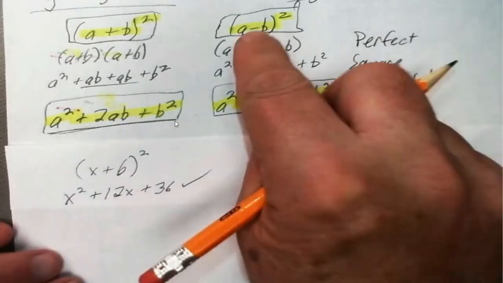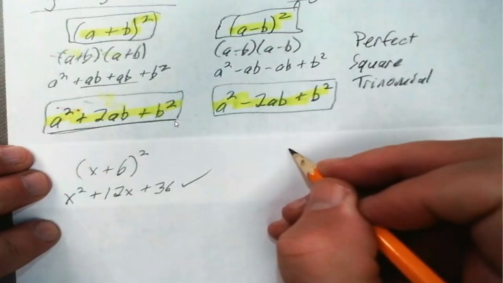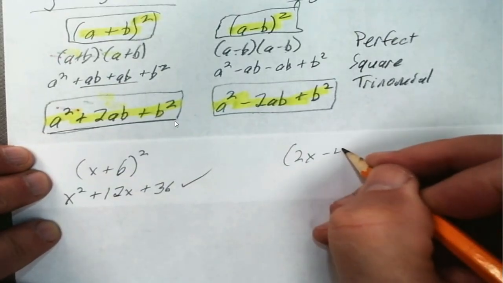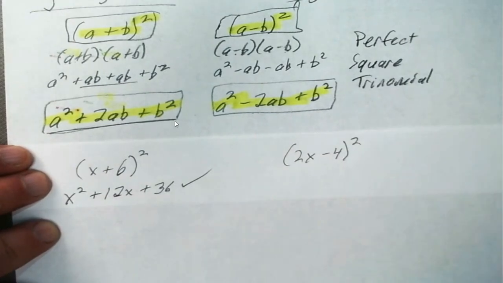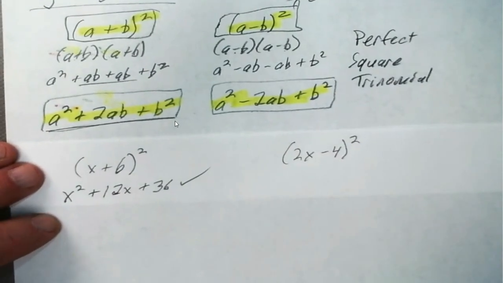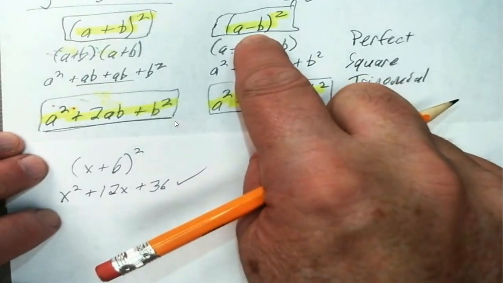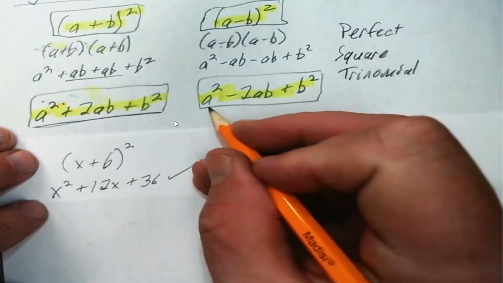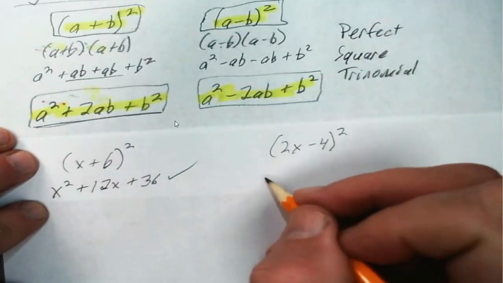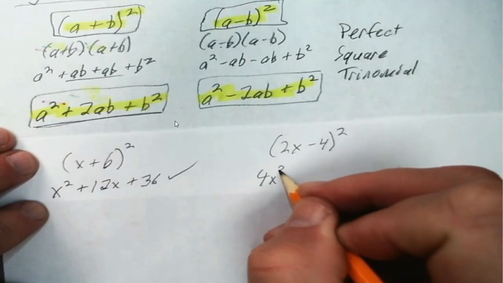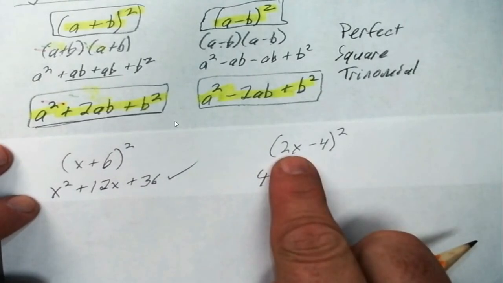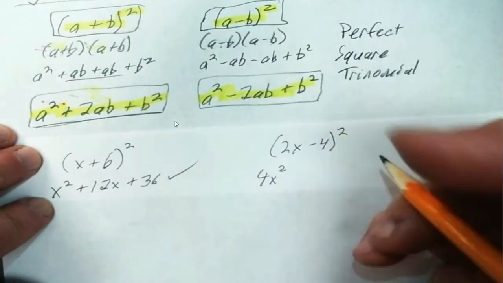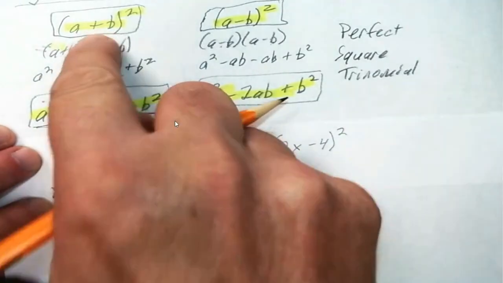Let's do another one, but let's do a minus this time. So if I'm doing 2x minus 4 squared. Okay, look, that's A minus B squared. That's this pattern. So I need to write the answer like this. A squared, this is A, so that would be 4x squared, right? 2x times 2x is 4x squared. The middle term has to be a negative. If that's a negative, this is a negative. If that's a positive, this is a positive.